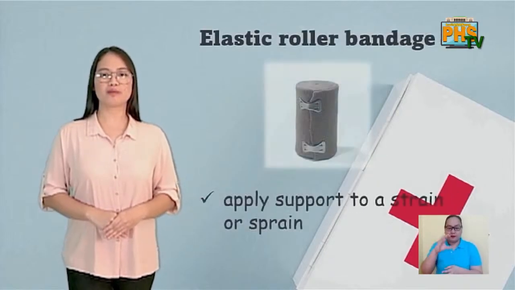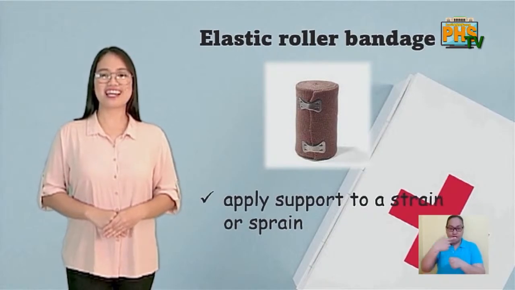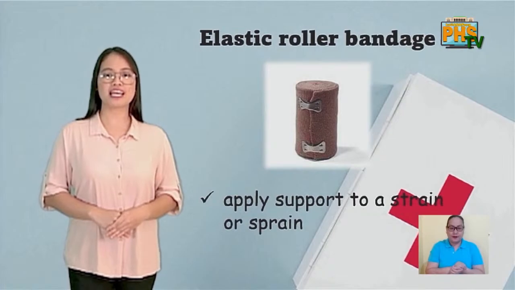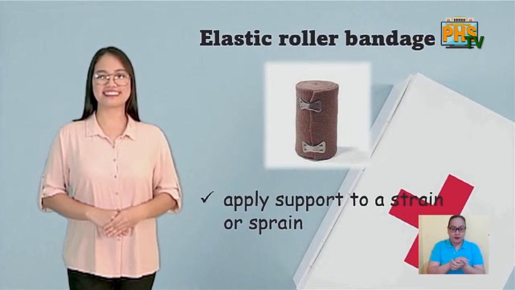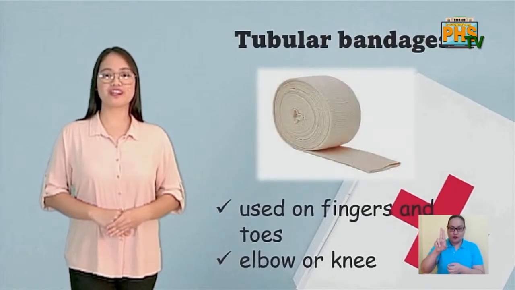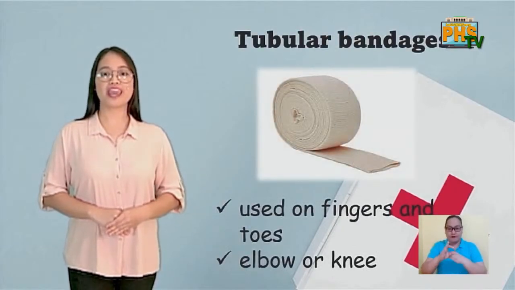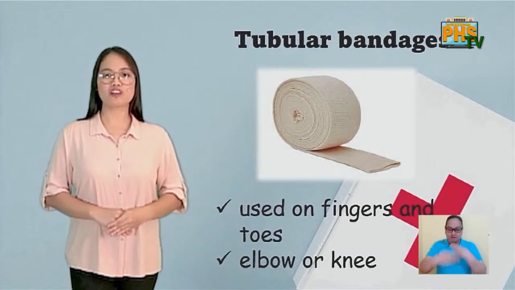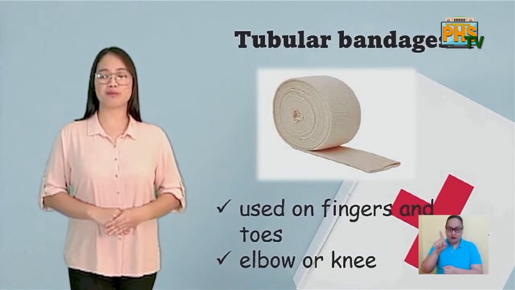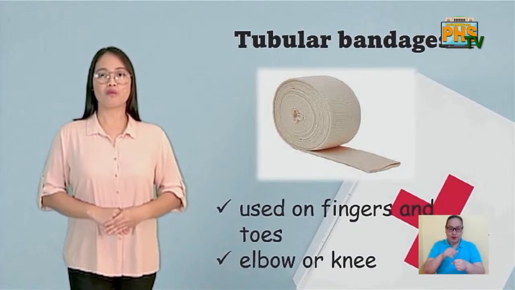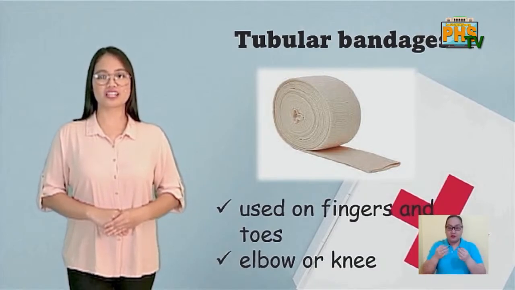Cotton or linen roller bandages are used to cover gauze dressings. They come in many different widths and are held in place with tapes, clips, or pins. Tubular bandages are used on fingers and toes because those areas are difficult to bandage with gauze. They can also be used to keep dressings in place on parts of the body with lots of movement, such as the elbow or knee.